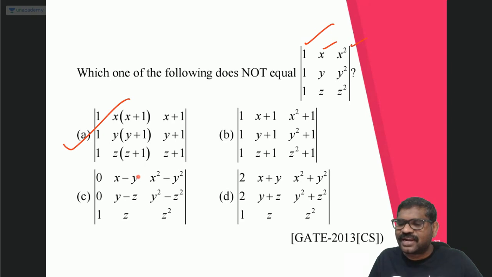Let us take three values in the place of x, y, z. X equal to 1, y equal to 2, z equal to 3, like that. You verify. If you have numericals, you can calculate the determinant value easily. Completed. Next.